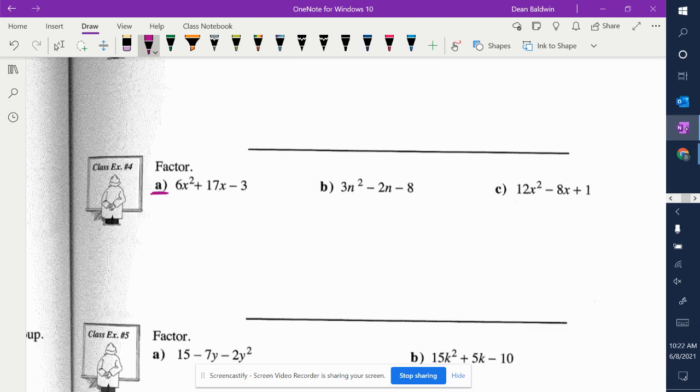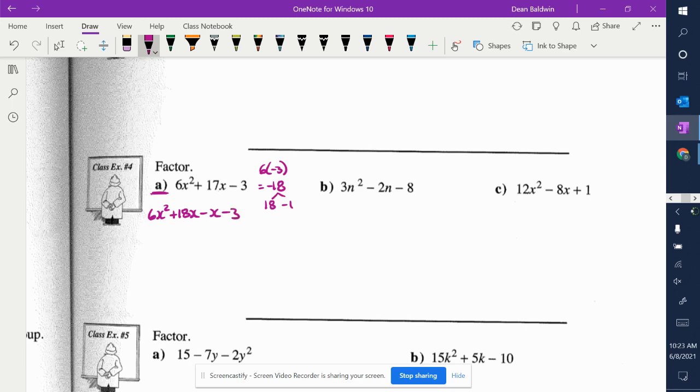So 6 times negative 3 is negative 18. So then you ask yourself, what multiplies to negative 18 and adds to 17? Close. 18 and negative 1. You got to watch the signs, okay? So now you break up the middle term. So I got 6x squared plus 18x minus x minus 3.